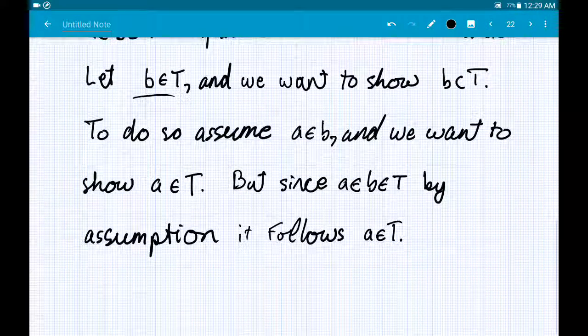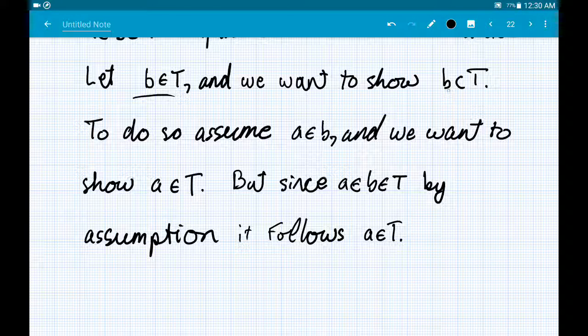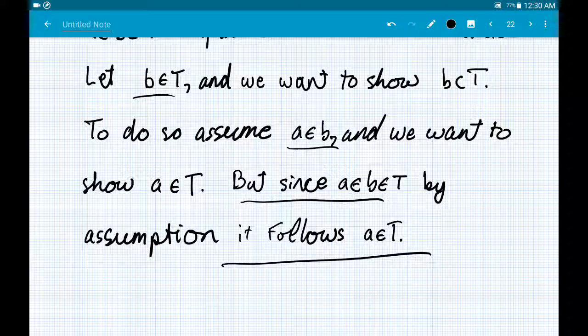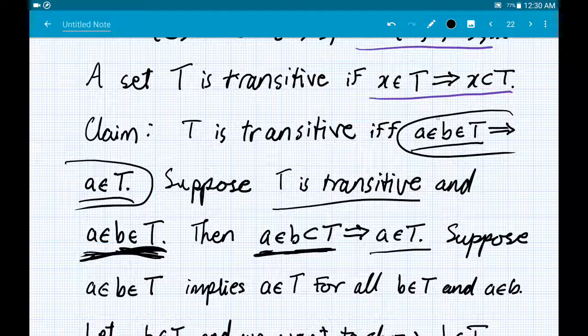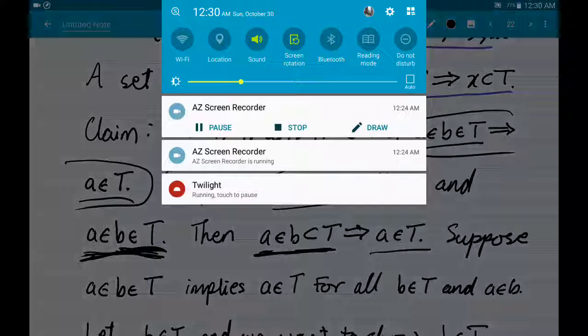Okay, since B is an element, and I want to show that B is a subset of T, I'll do the typical subset style of proof. I will consider any element A of B and show that it must be an element of T. But since I assume that A is in B is in T, then by the conditional property that I have assumed about T, it follows that A is in T, and that's exactly the thing I wanted to show. So there you have it. The transitive property is just the same thing as this conditional property that I have claimed over here. On to actual exercise work in the next video.